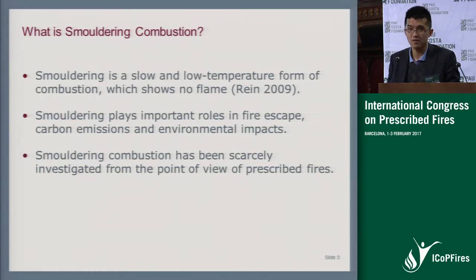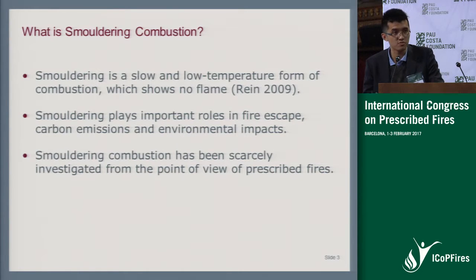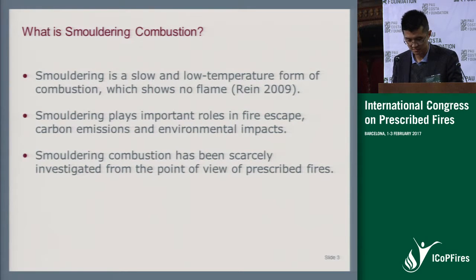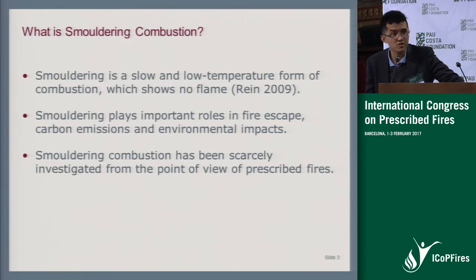And during that long period of time, smouldering combustion continues to produce carbon emissions, which cause pollution and all kinds of environmental impacts. So smouldering combustion is important in prescribed burning, but it has been scarcely investigated from the point of view of prescribed burning.